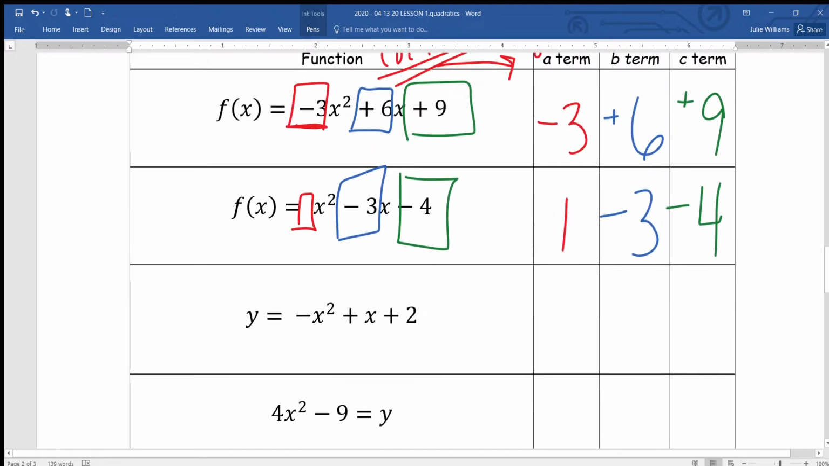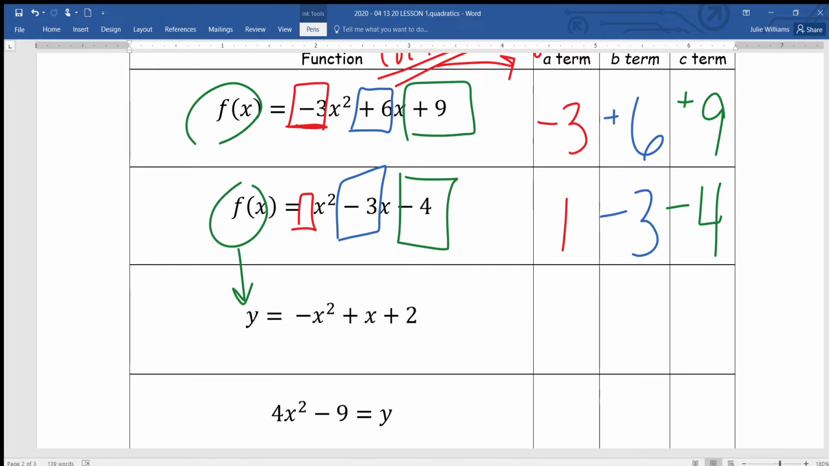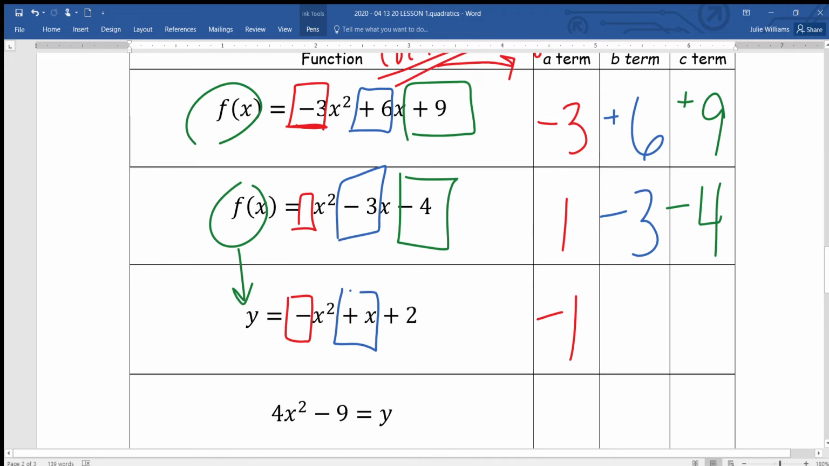You can see I used f of x on these two, but now I'm switching to y, and that's okay. It's the same thing. It's the output or the dependent variable. Give you a second to write down what you believe the a, the b, and the c are in this next quadratic. Okay. The a is a -1. The b is a +1. Again, you can put the plus sign or not, it doesn't matter. Actually, preferably no. I'm just doing that so you can see it easier. And then the last one, the c term, is the positive 2.